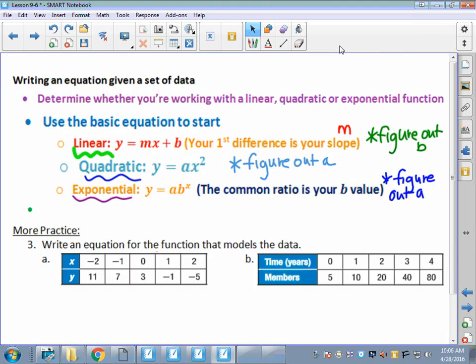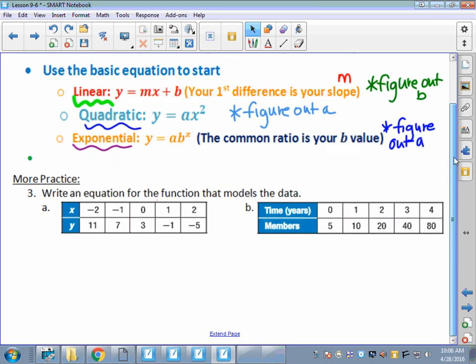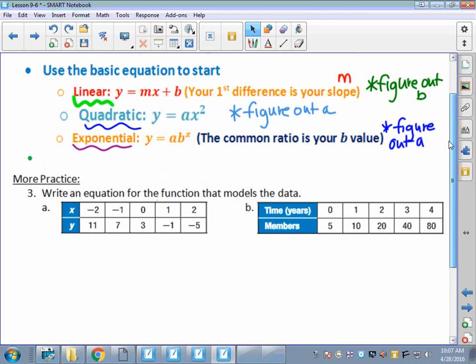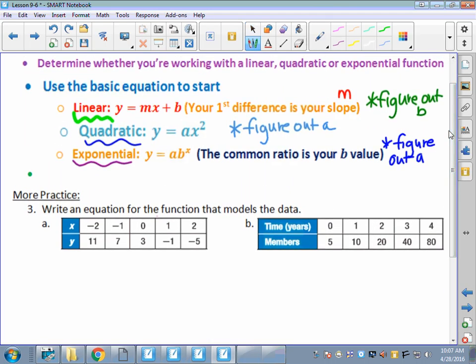All right. So let's do a practice. I think we're going to kind of work our way into these, and we'll use this as our guide. But let's do 3A. So first we've got to decide if it's linear, quadratic, or exponential. So we're going to start by finding first differences. My x's all go up by 1. How about my y's? To get from 11 to 7, that's subtracting 4, right? 7 to 3.